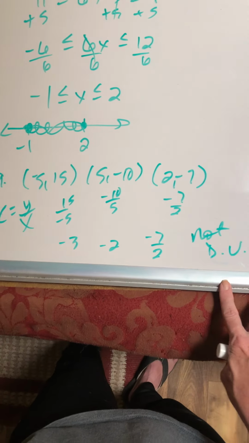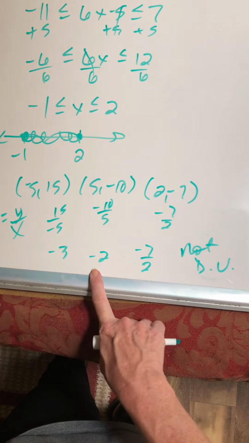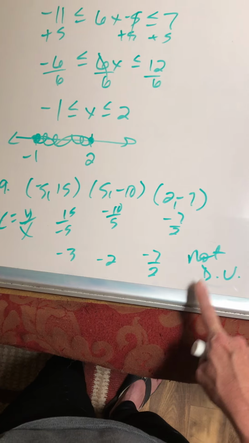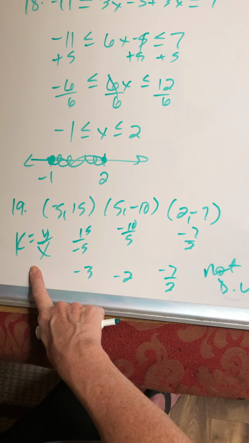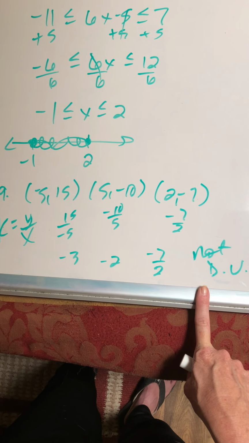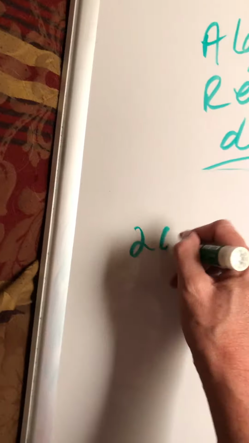If they were the same number, like if they all came out to be negative 3, then it'd be yes, it is direct variation. Or if they all came out to be negative 2, yes, it's direct variation. Or if they all came out to be negative 7 over 2, then yes, it's direct variation. But this is how you find it. For direct variation, your k is y over x, so you solve it this way, okay? And then if they match, it is. If they don't match, it's not. And then the last one on the review is number 20.